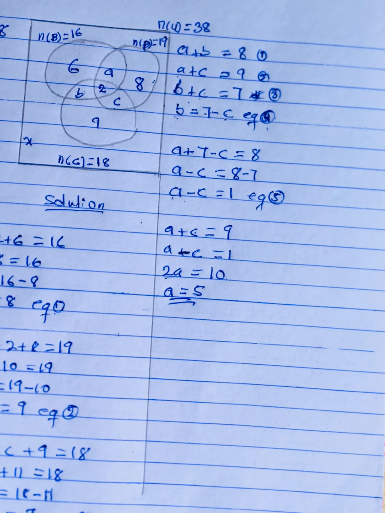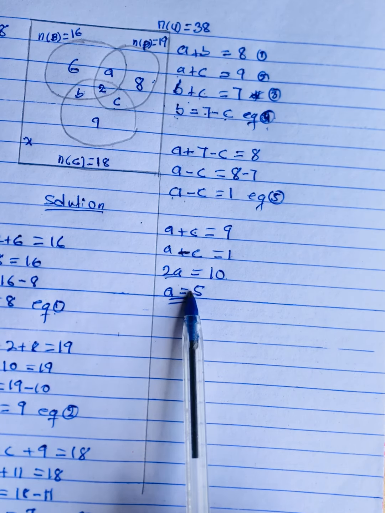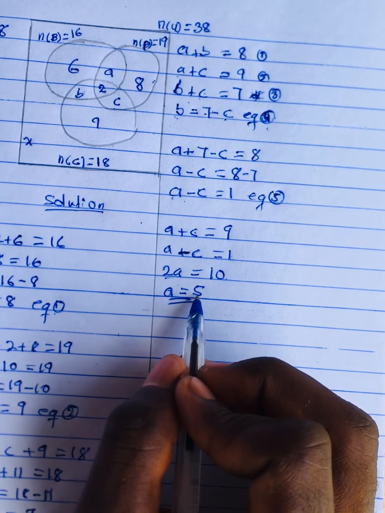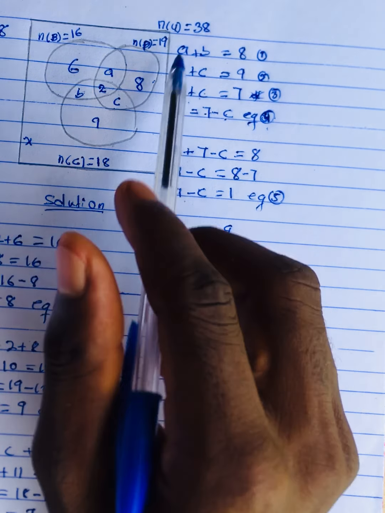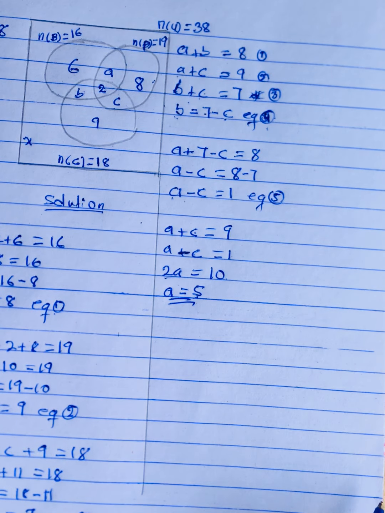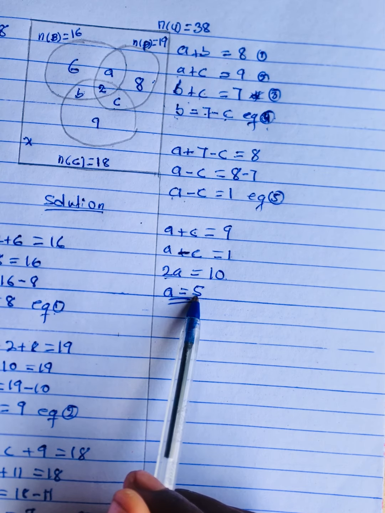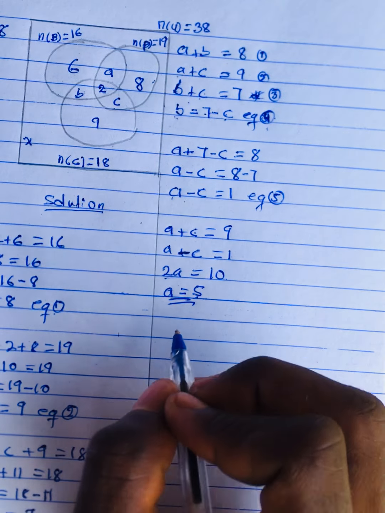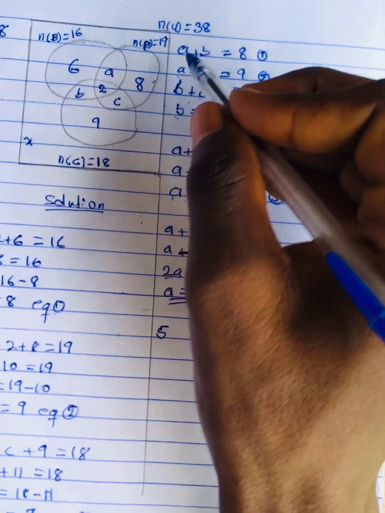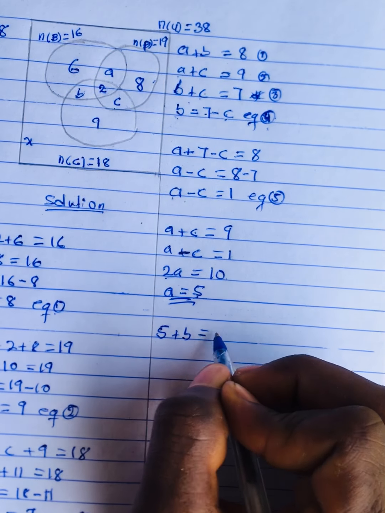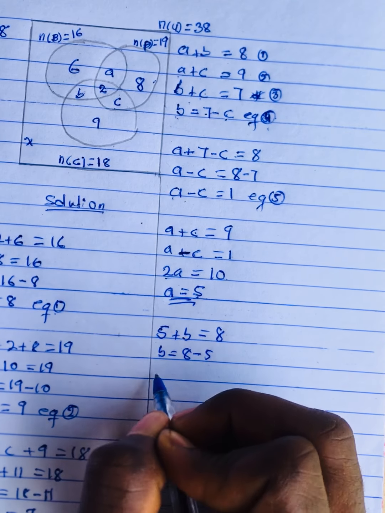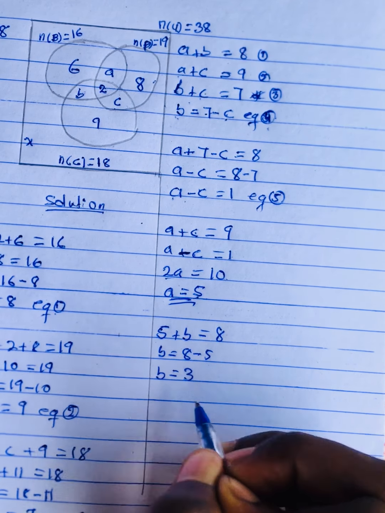I don't want to use any other alternative, so I'll just be substituting the values, then we solve for another variables. So let's substitute the value of A into equation 1 and see. When we substitute the value of A into equation 1, you have what? 5, because 5 equal to A here, plus B is equal to 8. So B automatically is equal to 8 minus 5. B is equal to 3.